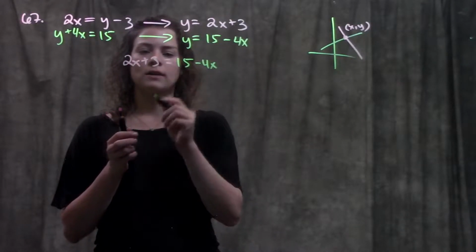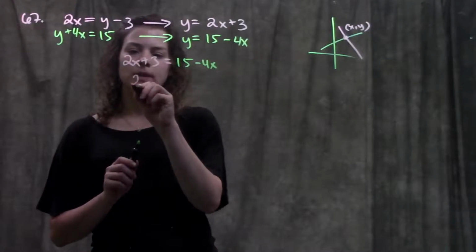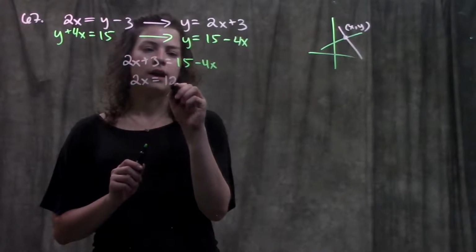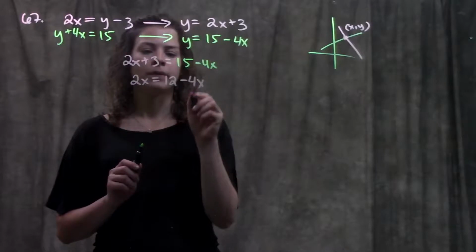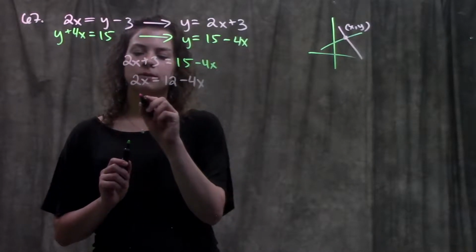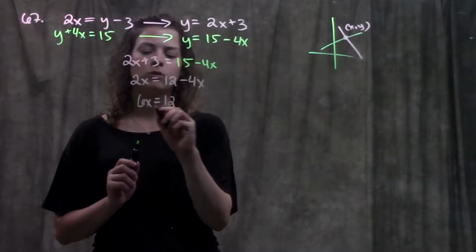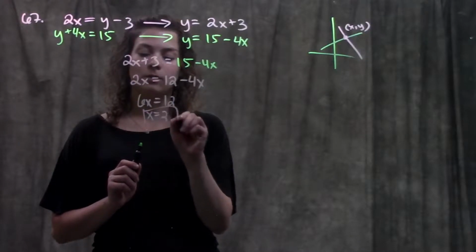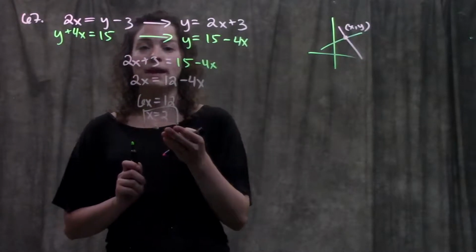To do that, I'll subtract this 3 over to the other side. This becomes 2x is equal to 12 minus 4x. Add the 4x over, 2x plus 4x is 6x equals 12, and my x is equal to 2. So here's my x coordinate.